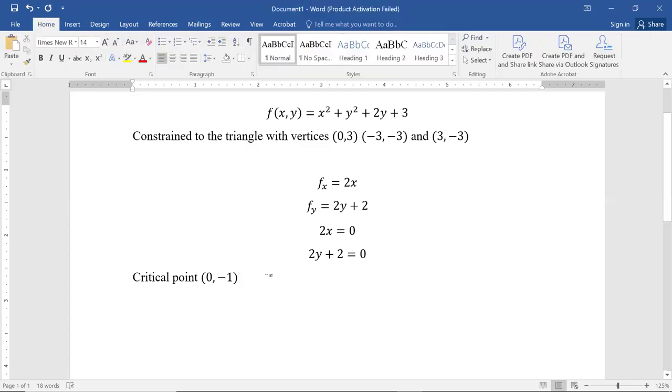Now, here's where it gets interesting. We are constrained to this triangle with vertices (0, 3), (negative 3, negative 3), and (3, negative 3). Okay, so let's take a look at that. And in particular, let's compare it to where our critical point is.